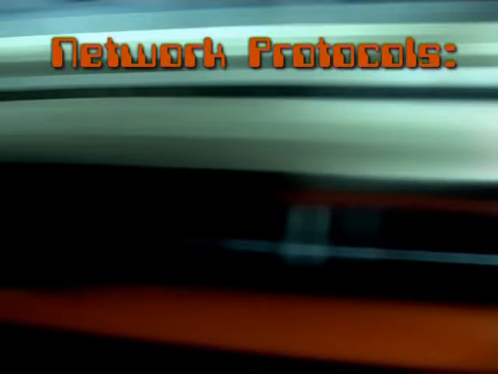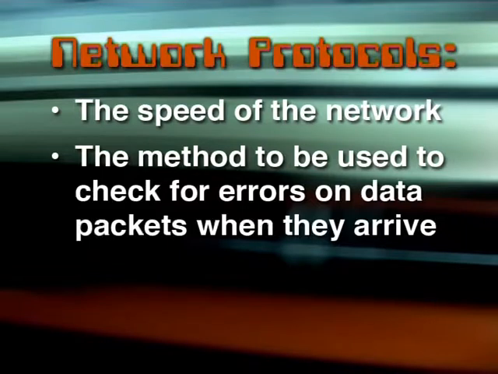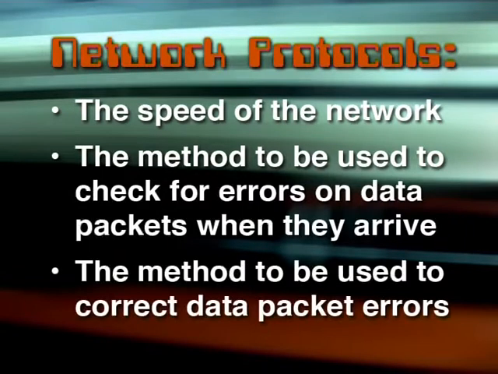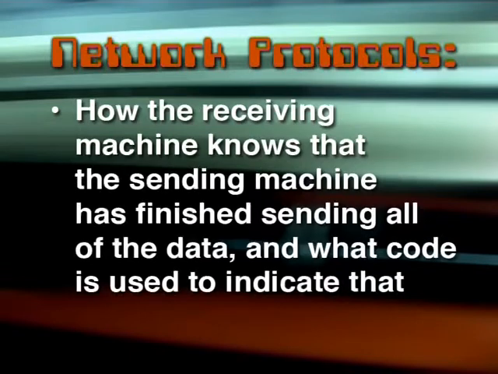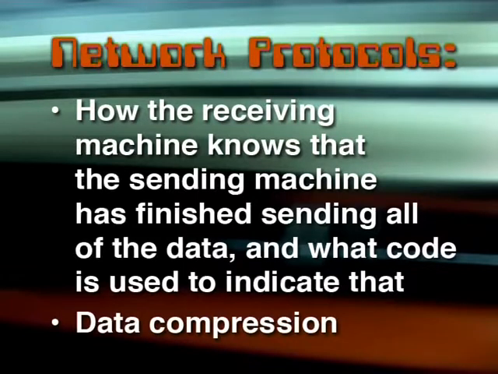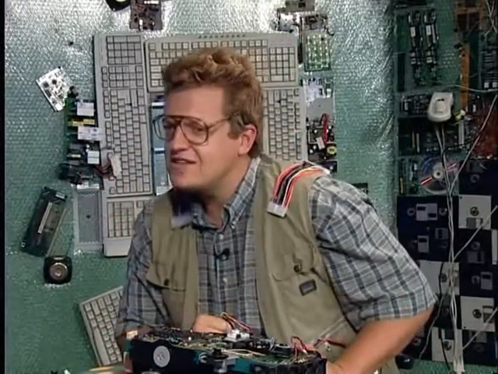Some of the things that you need to consider are the speed of the network, the method to be used to check for errors on data packets when they arrive, the method to be used to correct data packet errors, and when data packets are correctly received, what method or signal will be used to tell the other machine that the data is correct. How the receiving machine knows that the sending machine has finished sending all of the data, and what code is used to indicate that. Data compression. Does the protocol allow this to take place? If so, what method does it use?